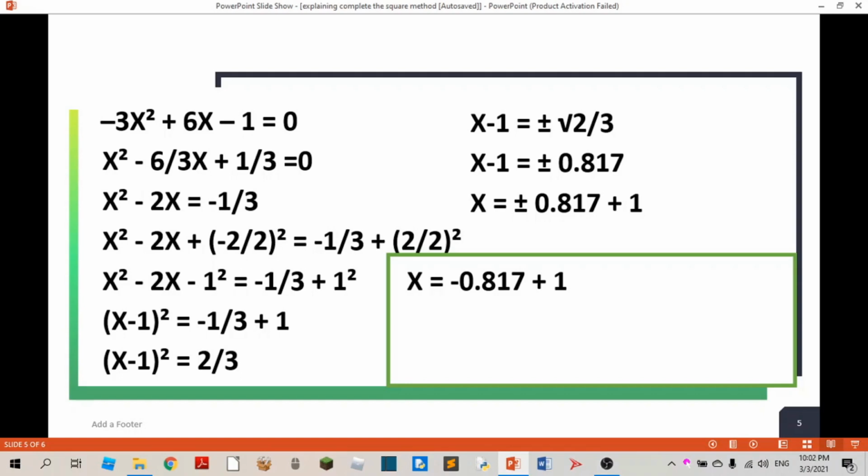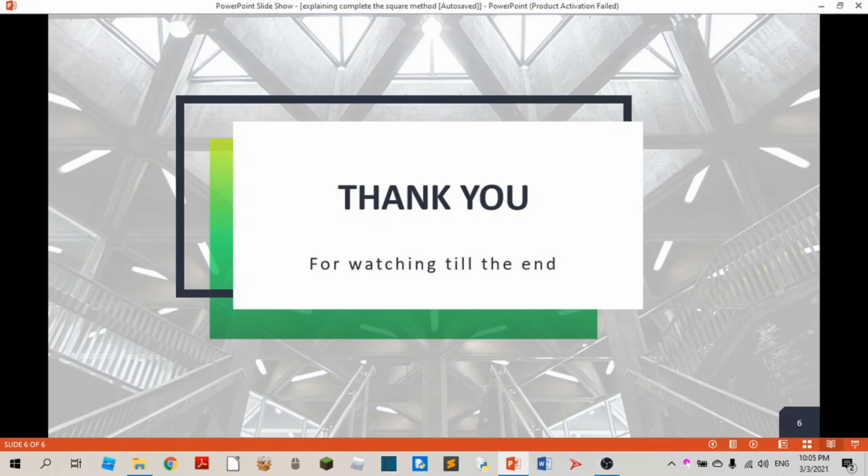From that, we can have two different answers for x. First, x can be negative 0.817 plus 1, which equals 0.183, or x can be equal to 0.817 plus 1, which equals 1.817. That's all for the complete the square method.